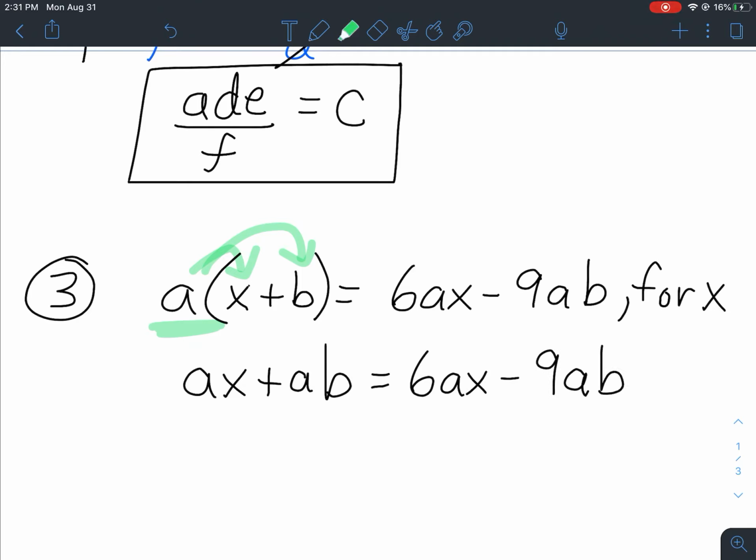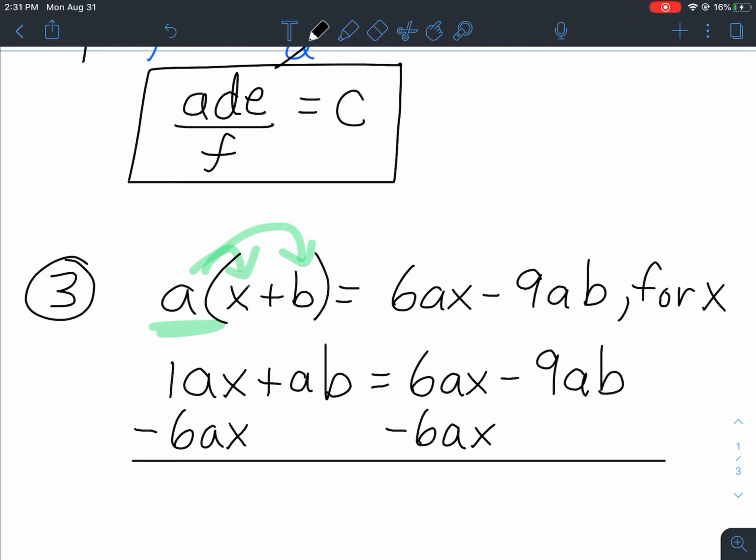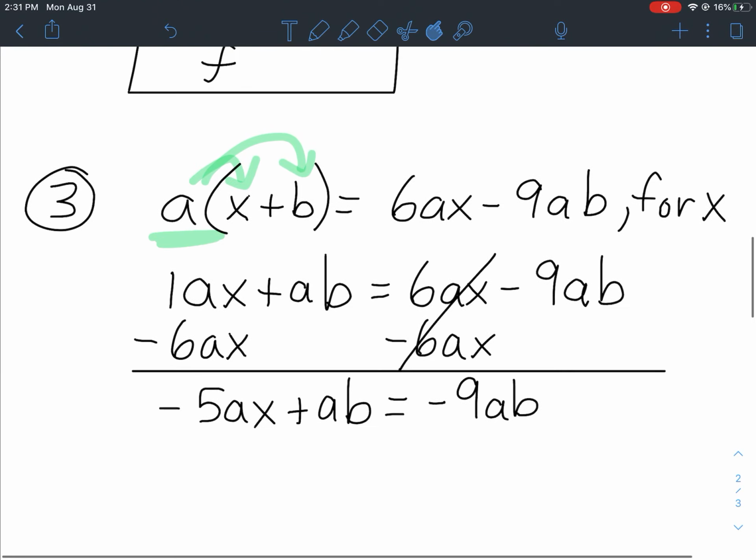Now we're trying to solve for x, but what you notice is you have x's on both sides. So anytime that happens, we have to move it all to one side. So I'm going to choose to subtract 6ax from both sides. You could have also subtracted 1ax from both sides and got the left side to cancel. So if we have 1ax minus 6ax, that's negative 5ax. We still have our ab. 6ax minus 6ax cancels, and we have negative 9ab.